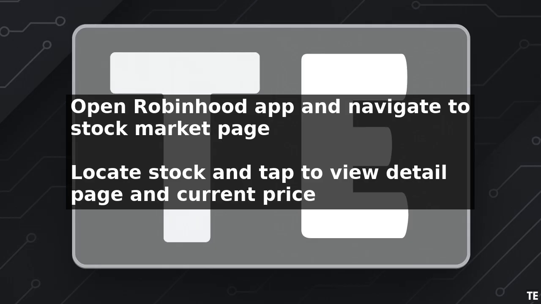First, locate the stock you want to buy and tap on it to go to its detail page. On this page, you will see the current price of the stock and other relevant information. Tap the buy button to begin the order process.